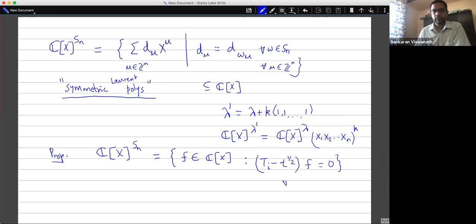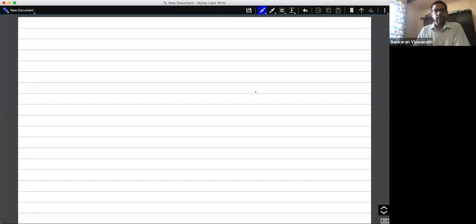Okay, for all i. Well, this is for the finite Hecke algebra. So for all i = 1, 2, 3, up to n minus 1. In other words, it's the intersection of the kernels of these operators, Ti minus t to the half. So we are just characterizing it in terms of the action of the finite Hecke algebra itself.